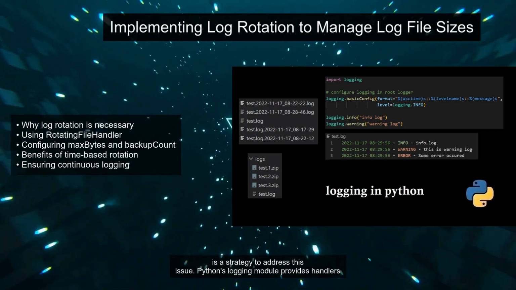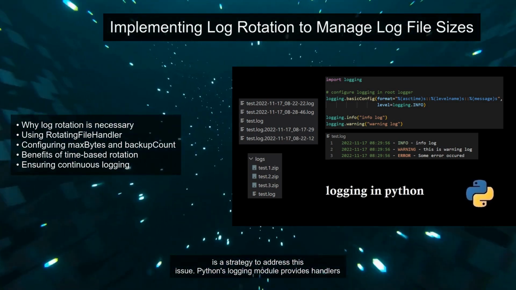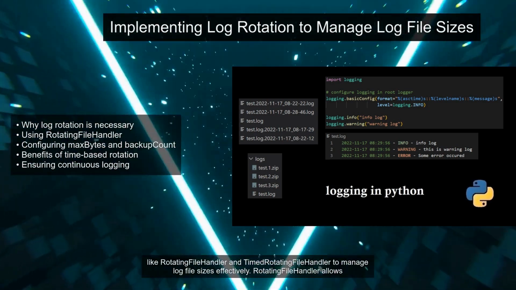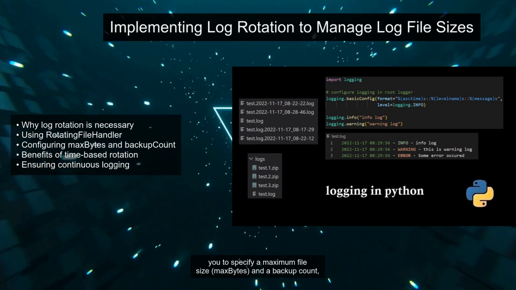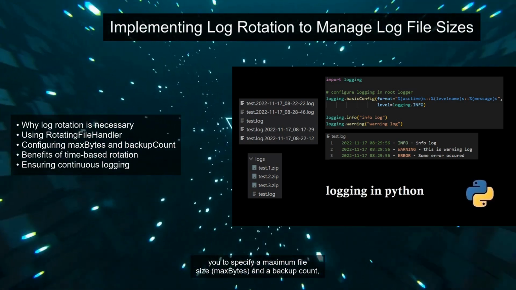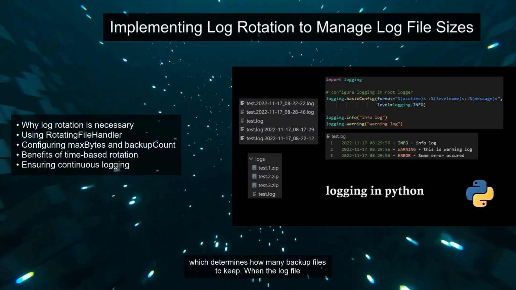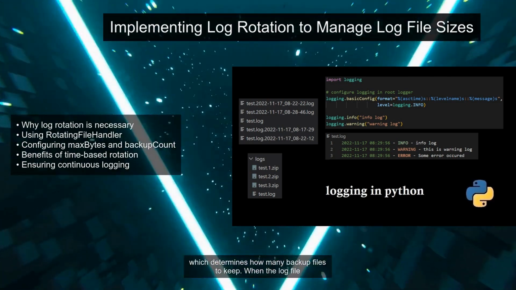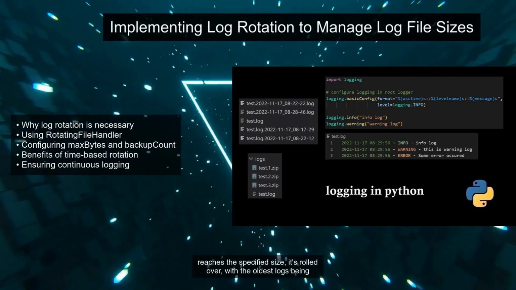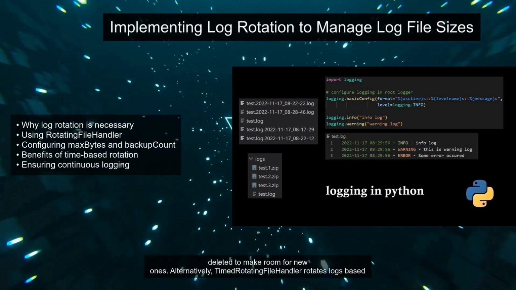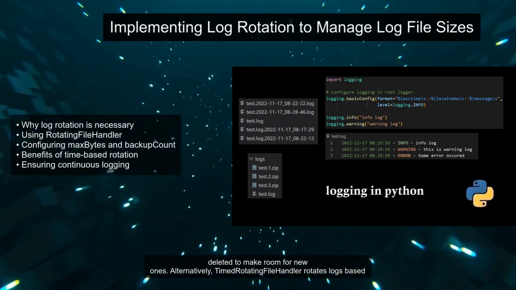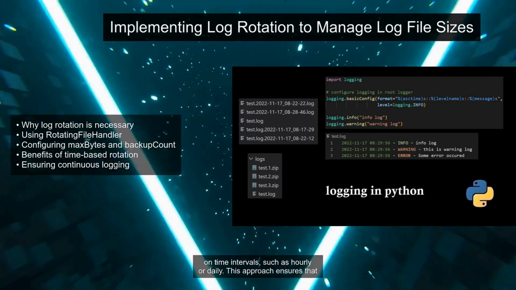Log rotation is a strategy to address this issue. Python's logging module provides handlers like RotatingFileHandler and TimedRotatingFileHandler to manage log file sizes effectively. RotatingFileHandler allows you to specify a maximum file size, maxBytes, and a backup count, which determines how many backup files to keep. When the log file reaches the specified size, it's rolled over, with the oldest logs being deleted to make room for new ones.